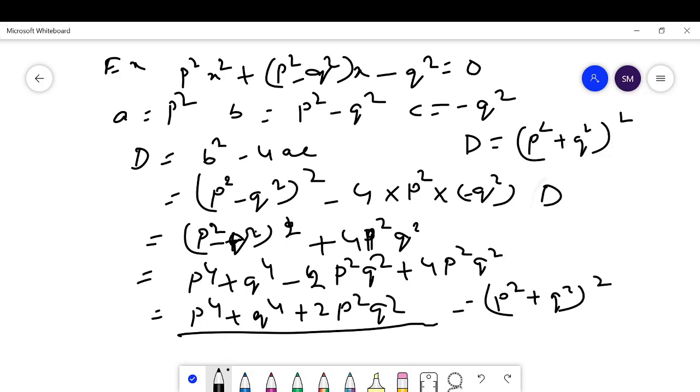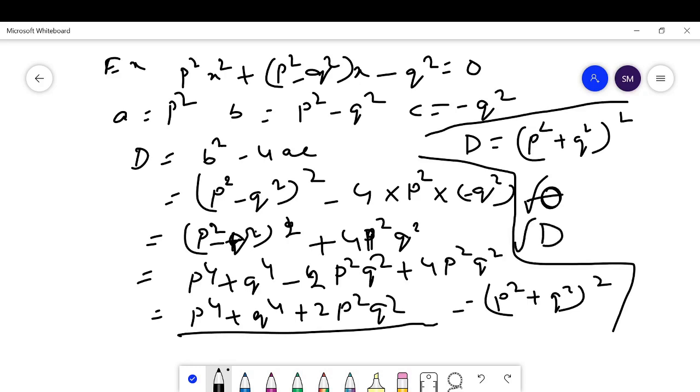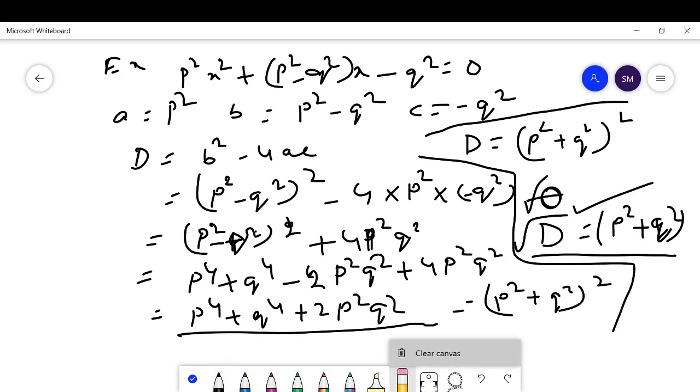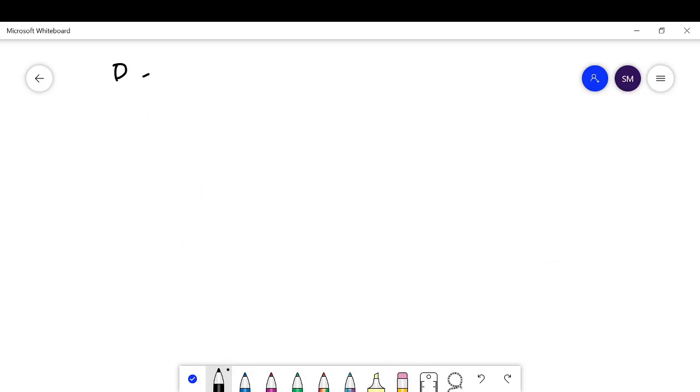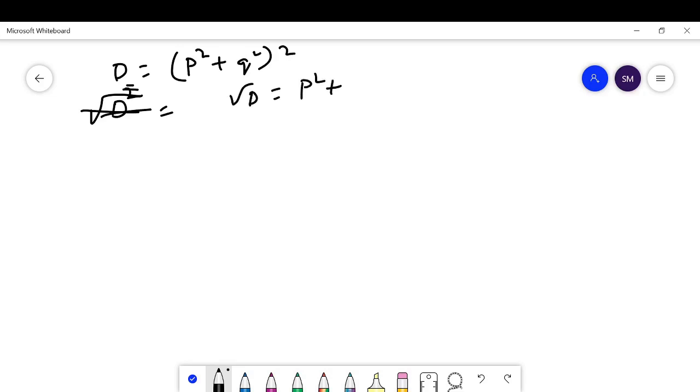Then square root of D is equal to p square plus q square. Then what is alpha? We will solve this in the next page. Please remember this. Here by solving these equations we get D is equal to p square plus q square whole square, then square root of D is equal to p square plus q square.